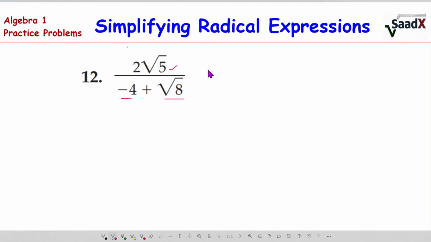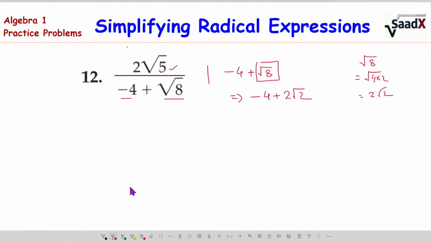Look, minus 4 plus this root 8, we need to simplify. How? Root 8 means root 4 times 2, which means 2 root 2. So minus 4 plus root 8 we can write as minus 4 plus 2 root 2. Similarly, this one we can write as 2 root 5 divided by minus 4 plus 2 root 2, right?